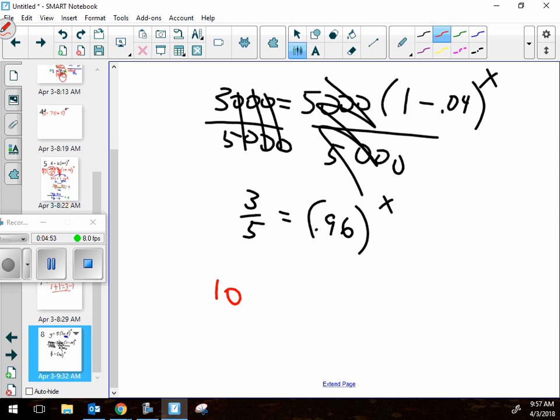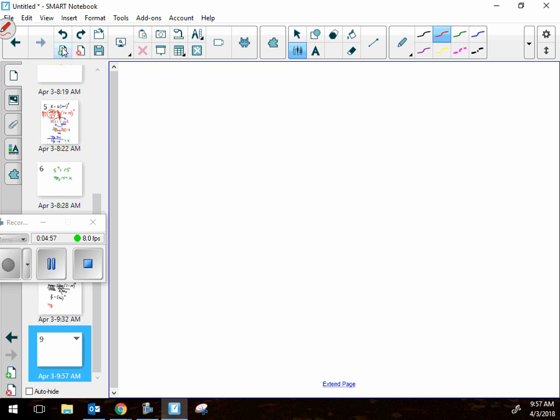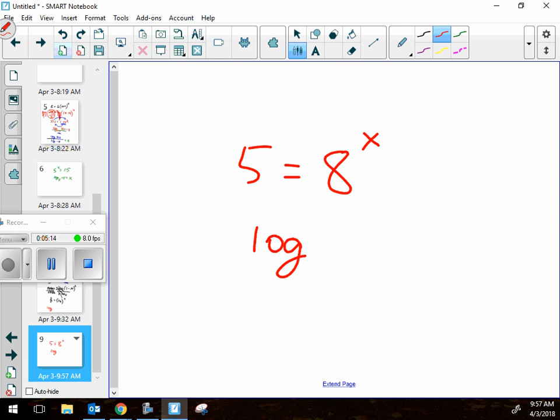Log base, well, I think you may not be ready for this, so I'm going to go back to it in a second. Let's say I had this, 5 equals 8 to the x. Can you do that? Yes, by writing it as a log. I'll remind you. You go like this. Log base. Well, which one of these is acting as the base? The 8 or the 5? The 8. Log base 8.